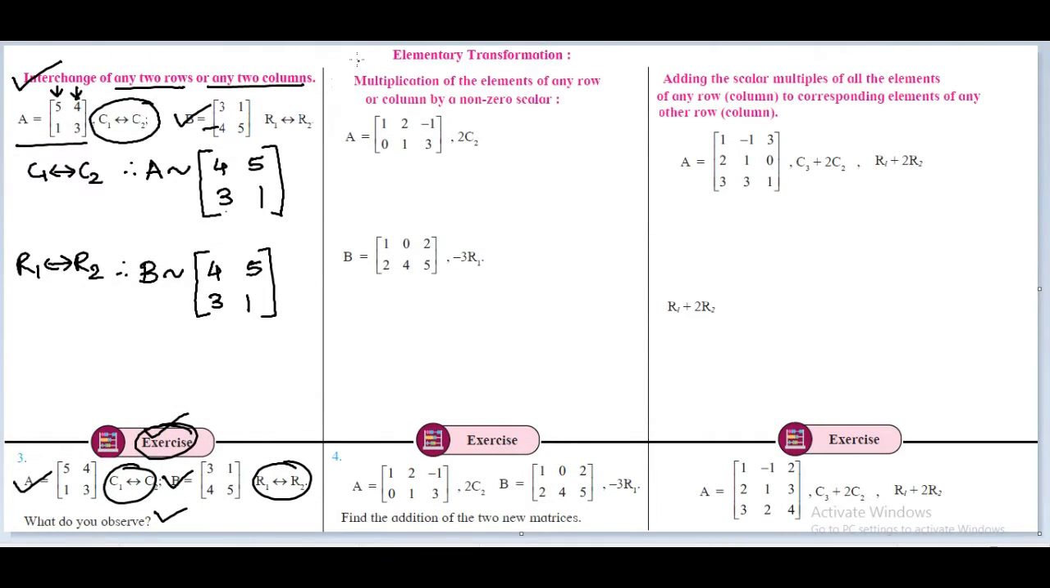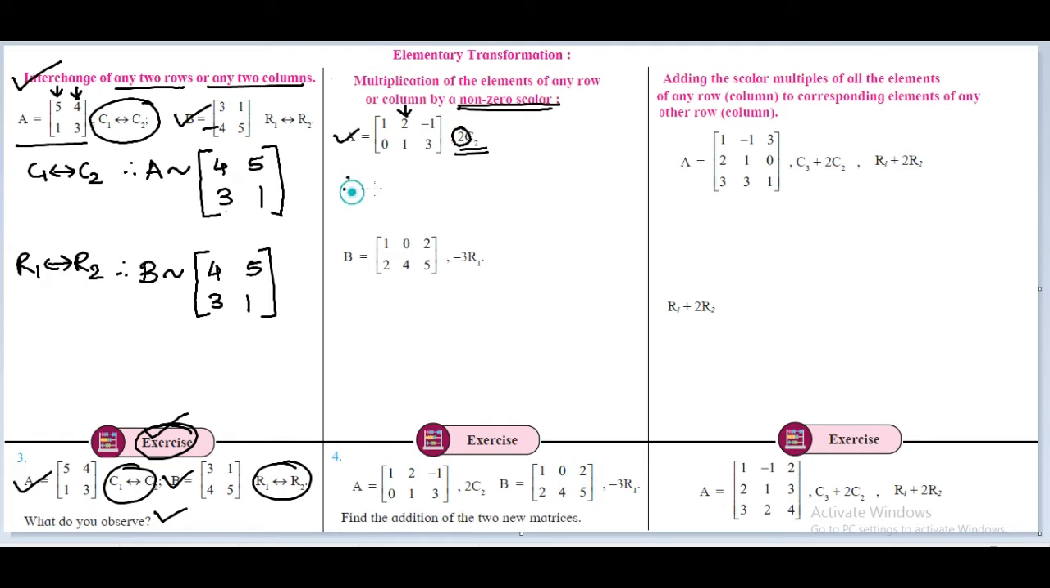Now the second elementary transformation is multiplication of the elements of any row or column by a non-zero scalar. Non-zero scalar means any number. Now here the first example is we have a matrix A given to us and we have to do the operation 2C2. What does this mean? We have to multiply column 2 with a scalar, that is 2.